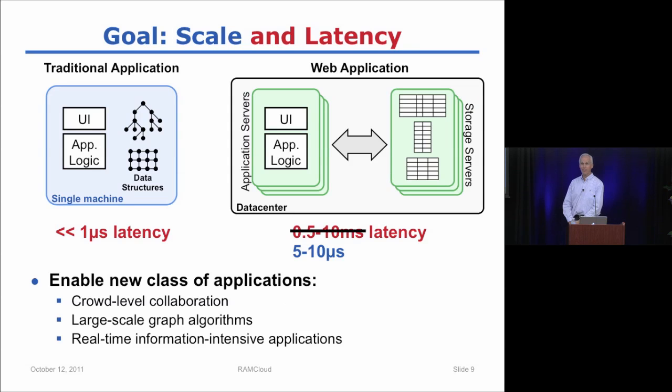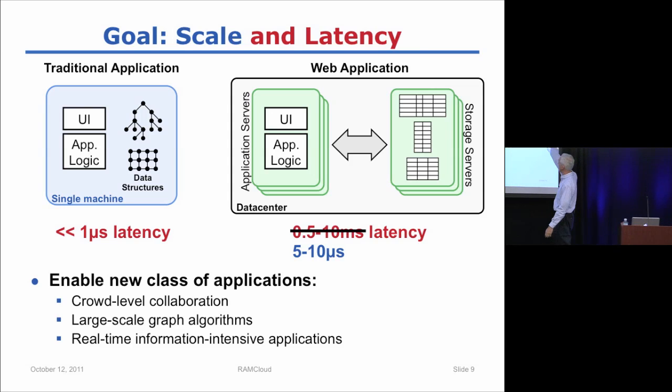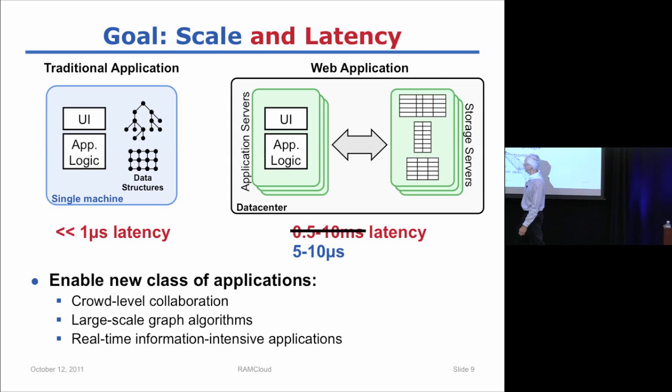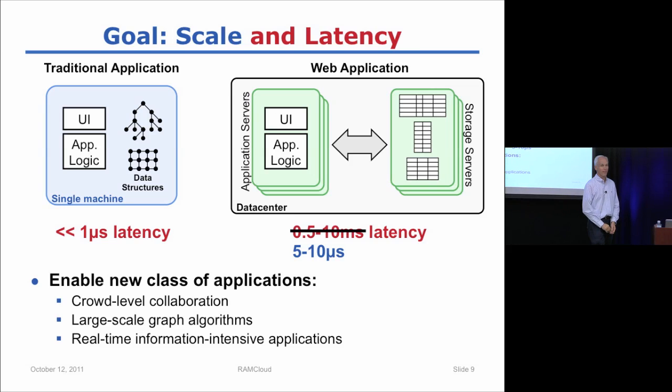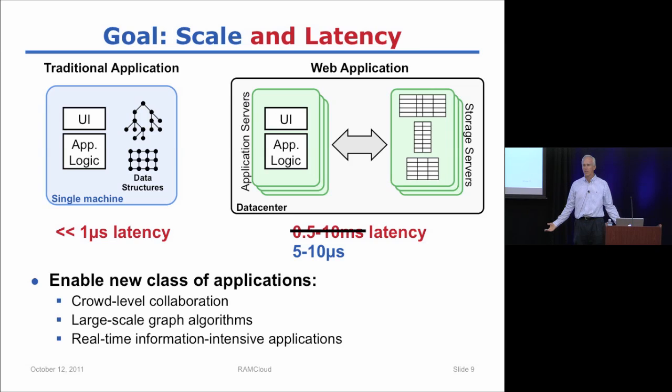So what we'd like to do is to get the best of all worlds, to have the scalability that we get in the new web world, but to drive the latency of access down as close as you can get to the old machine style. So for RAMCloud, our goal is 5 to 10 microseconds. There's nothing magical about that except that that's the lowest we think we can possibly do in the next few years.